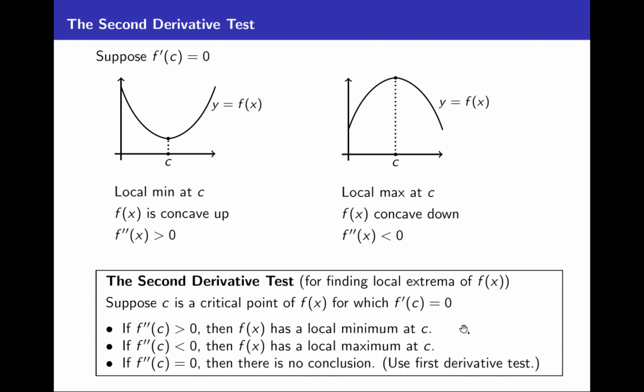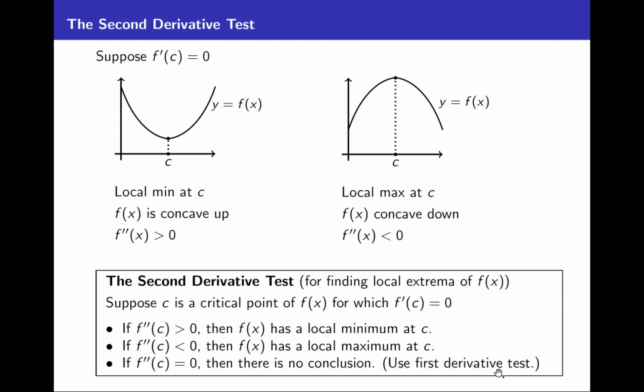Now, finally, what's the third thing that could happen? Well, you might have f double prime of c equals 0. And here's where you really wish the test would say that there's no extremum at c. But unfortunately, things are not so good. If ever f double prime of c equals 0, then there's just no conclusion. And this happens sometimes, not often, but sometimes. If you're ever in a situation like that, you have to go back and use the first derivative test, which does give you a conclusion.